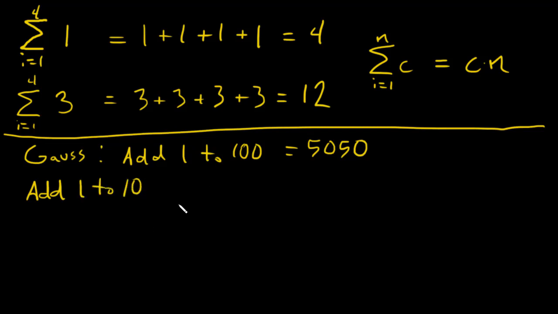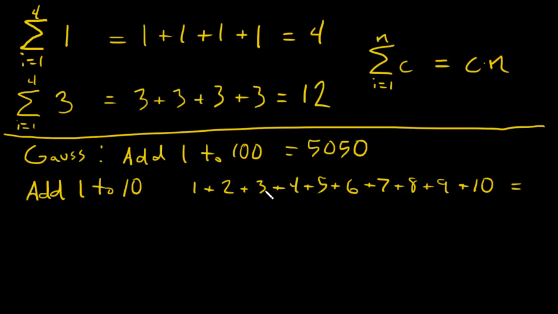Okay, so I'm going to enumerate them. 1 plus 2 plus 3 plus 4 plus 5 plus 6 plus 7 plus 8 plus 9 plus 10. Alrighty. And now if we add all those together, let's see, 1 plus 2 is 3 plus 3 is 6 plus 4 is 10 plus 5 is 15 plus 6 is 21 plus 7 is 28 plus 8 is 36 plus 9 is 45 plus 10 is 55. Okay, but he didn't do it that way.